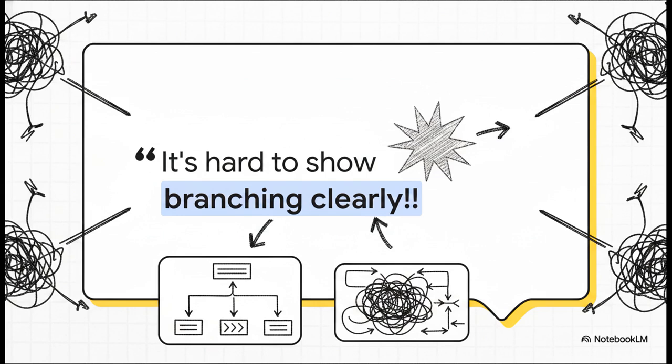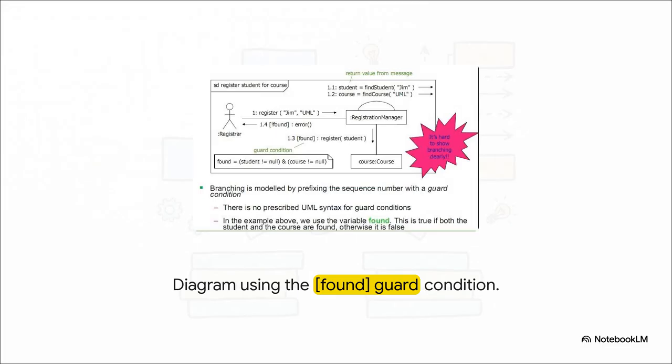But, thankfully, UML gives us some pretty clever workarounds. Enter the guard condition. Let's look at this communication diagram, where the registrar is trying to register a student named Jim for a UML course. Notice messages 1.3 and 1.4. See the word found in brackets? Message 1.3 says [found] register student. Message 1.4 is [!found] error.